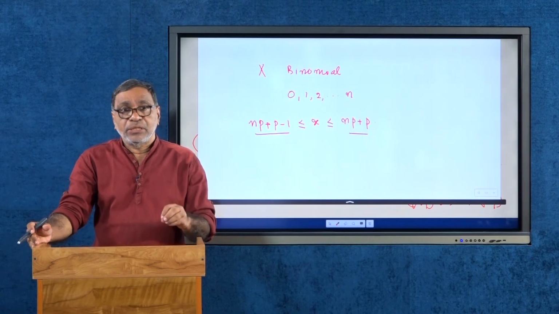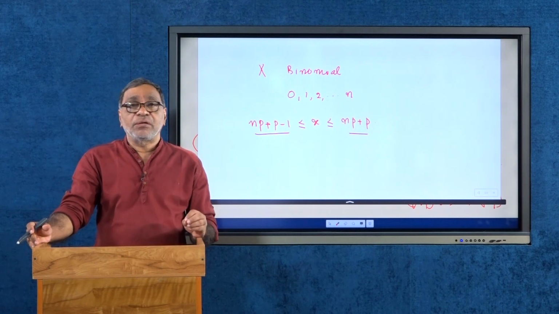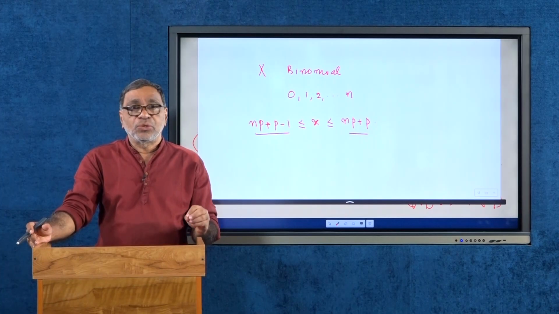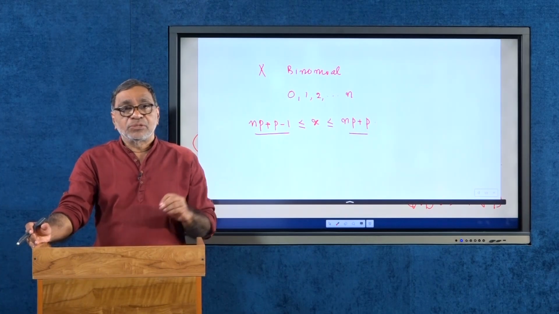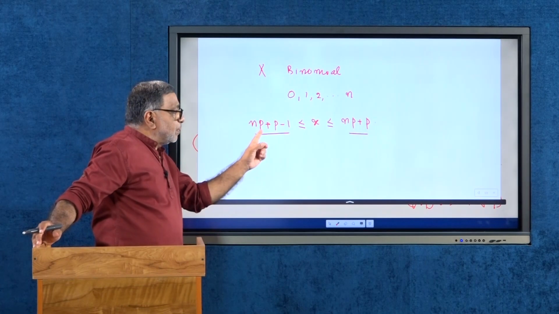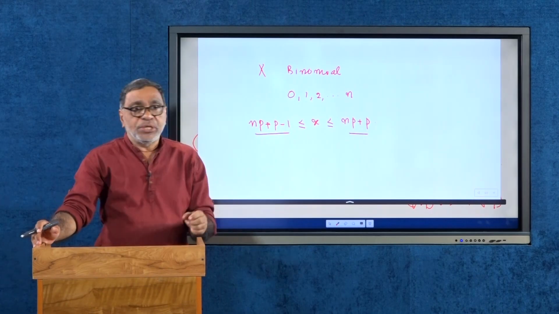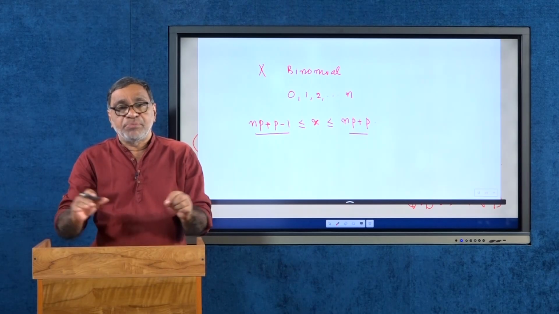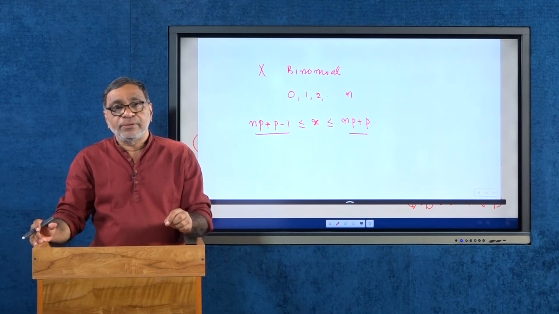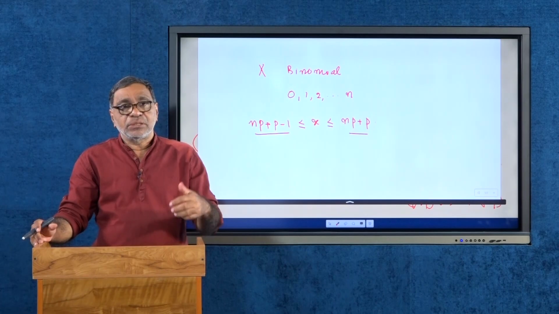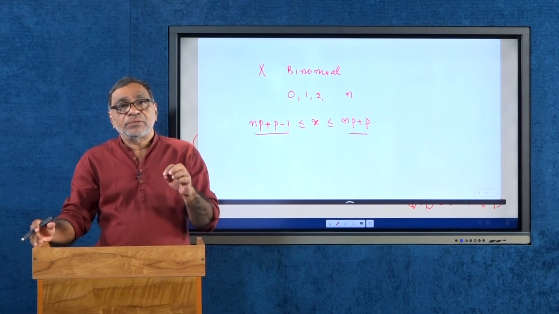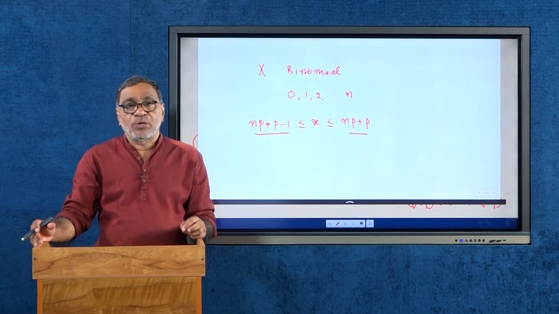So, once again I repeat, since x is a binomial random variable that can have only integral values 0, 1, 2, 3 etcetera, first of all you find np plus p minus 1 and np plus p, and in between them you identify the integral value, that is, it may be 0 or it may be 1 or 2, 3 etcetera, and that value is our mode of the distribution.